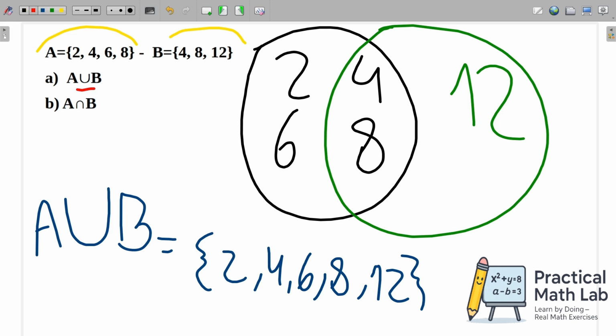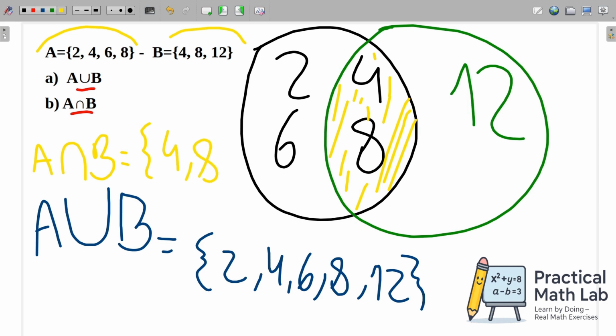Now let's go to part B, which is the intersection of A and B. What is the intersection? It's only the elements that are part of both sets. So it's only these elements here. We can see it clearly here in the representation. So A intersection B is equal to 4 and 8. Now let's move on to the next one.